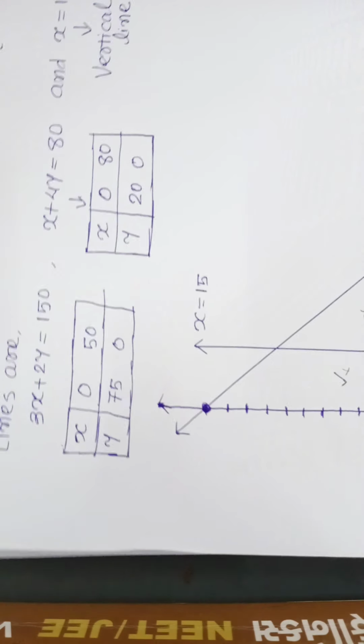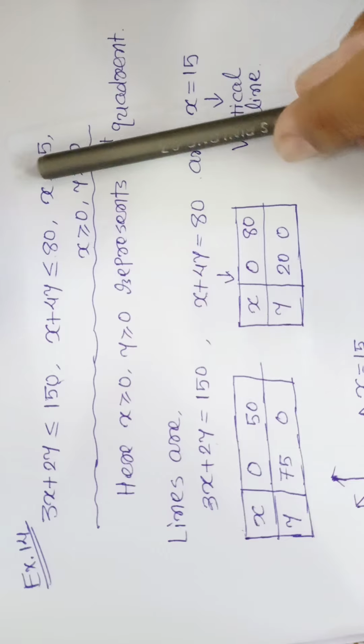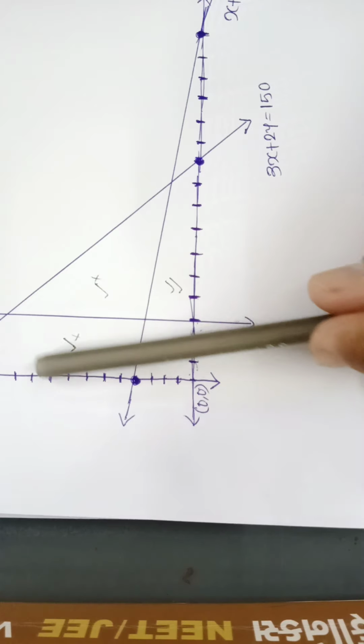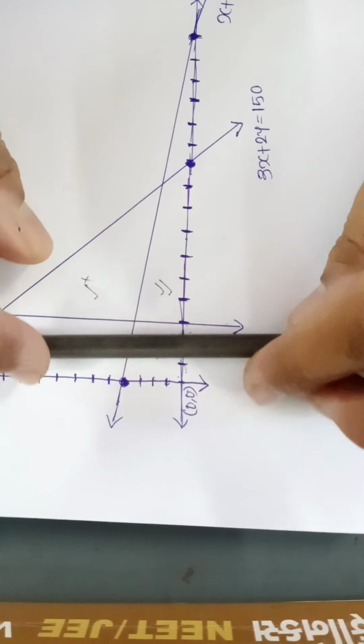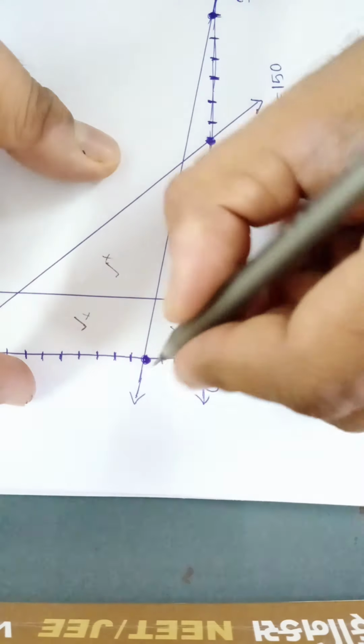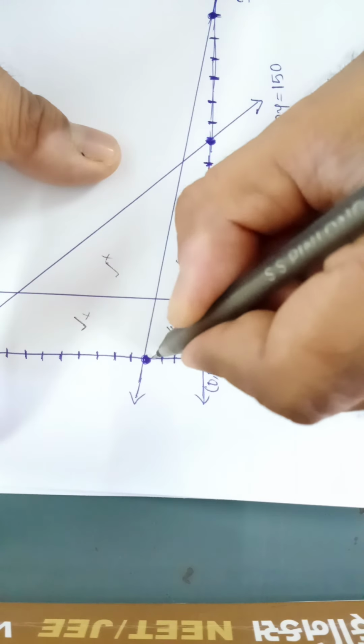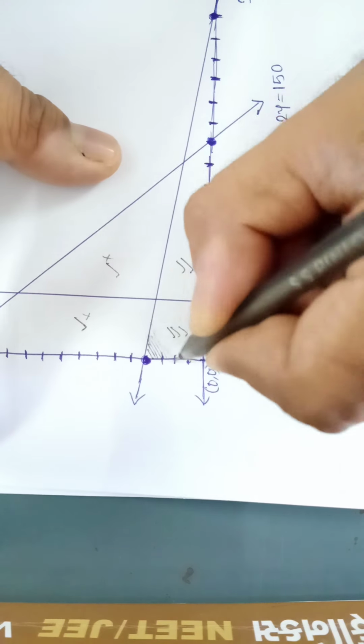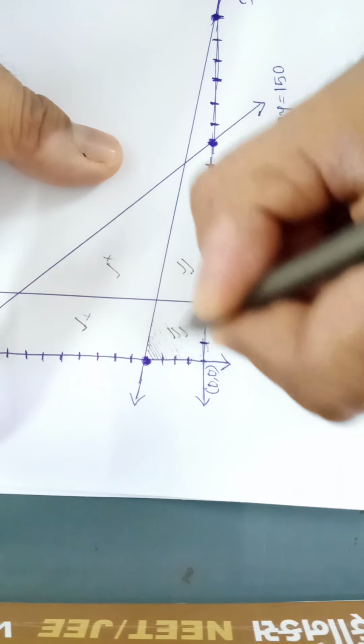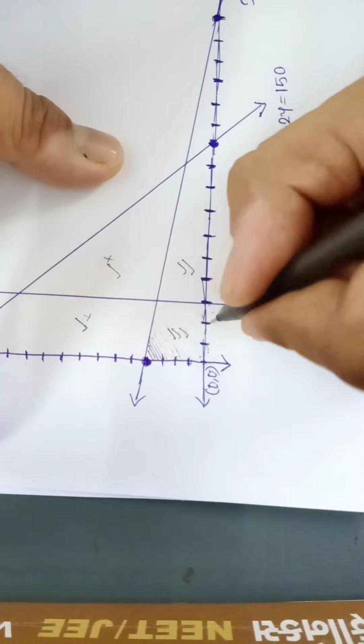And now one more thing. X is also less than or equal to 15. So x is also less than or equal to 15. So here is the solution. Yes, less than or equal to 15. So this is the region known as the solution region.